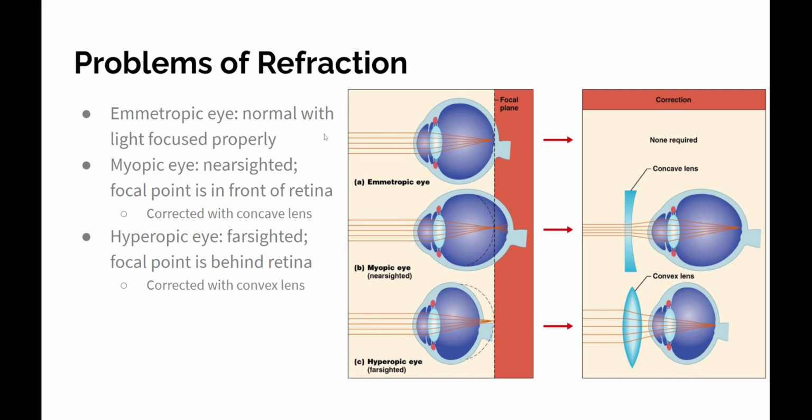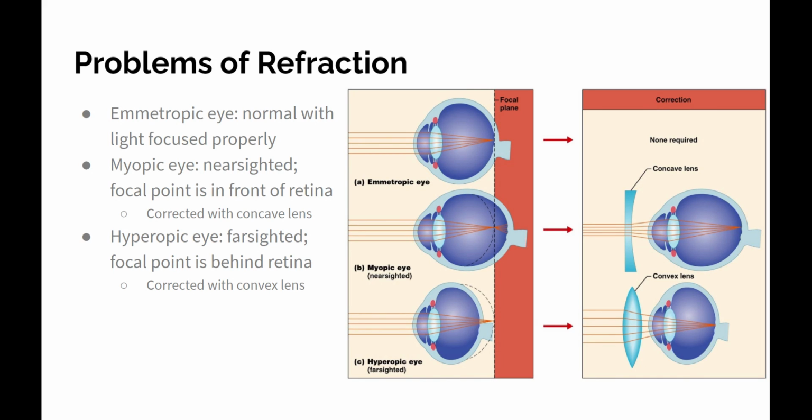So we have a few different issues with refraction. I'm sure plenty of you guys wear glasses or know someone that does. If your eye is emmetropic, that means that it functions as intended. It doesn't need to have any kind of adjustment in order for the light to focus properly. If you're looking at this right here, you see all the parallel beams come in, and they all focus exactly where they need to be on the retina in order for the image to be recreated in your brain in focus.